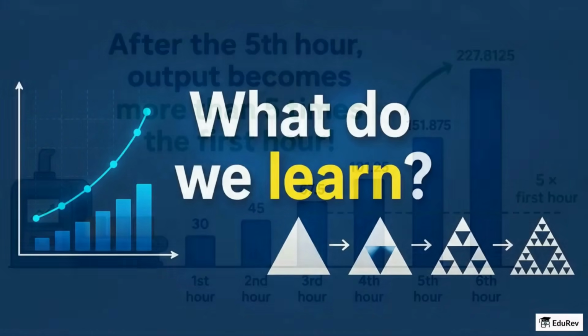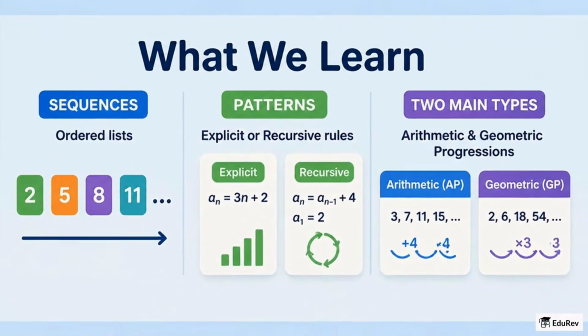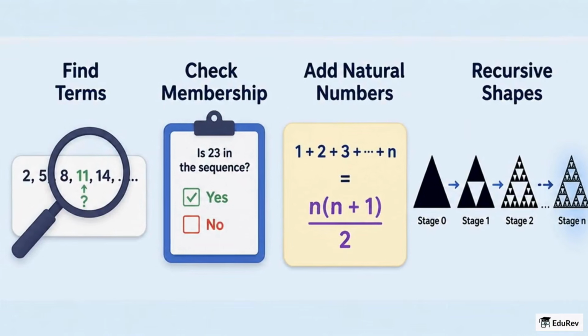So, what do we learn from this? We learn sequences are ordered lists. Patterns can be written as explicit or recursive rules, and two main types are arithmetic and geometric progressions. We also learn how to find specific terms, check membership, add up natural numbers, and see recursive shapes like fractals.